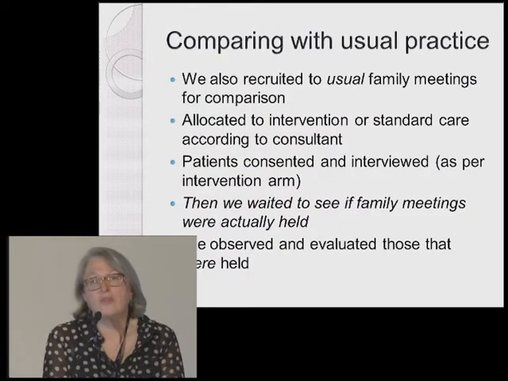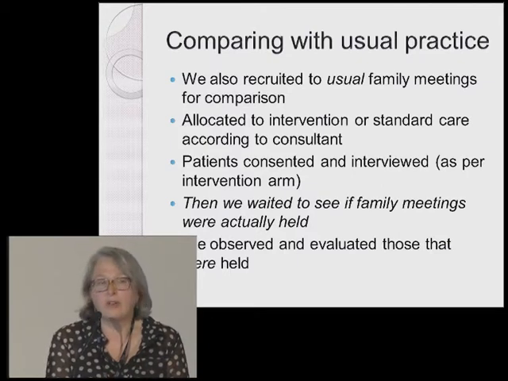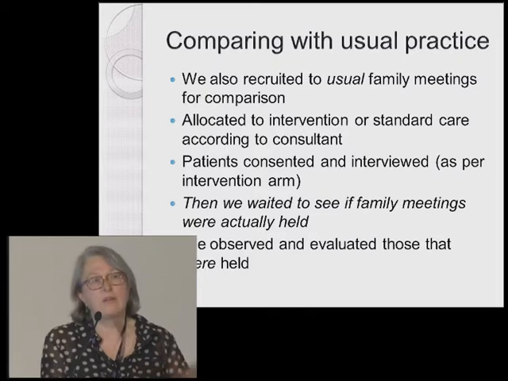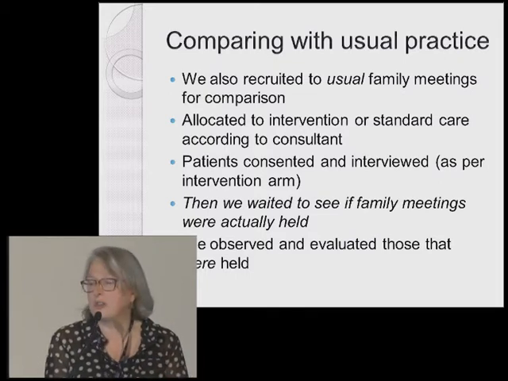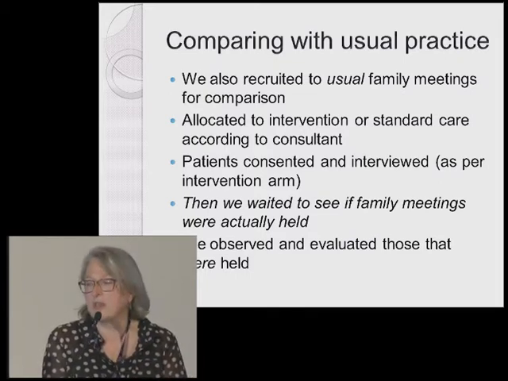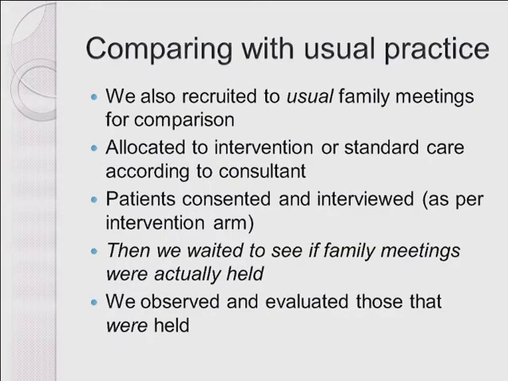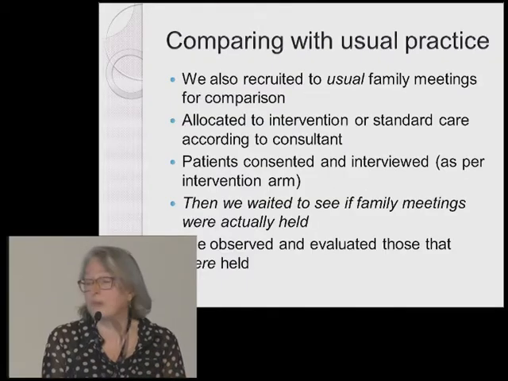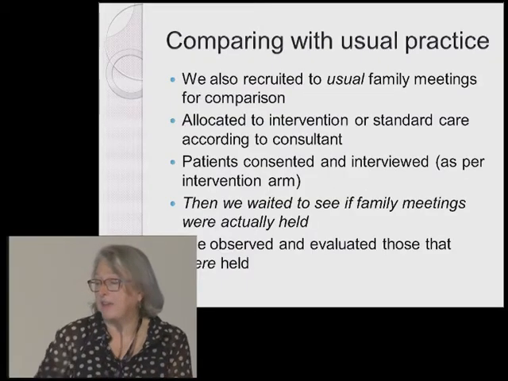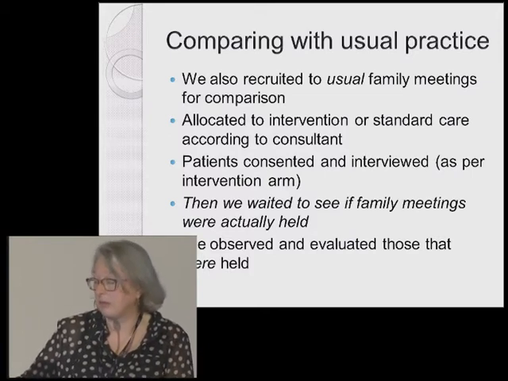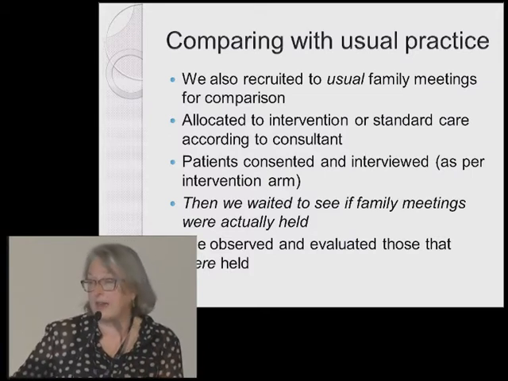We tried to compare with our usual practice. Now, we're not a huge service, so there's not that many staff there. What we did was allocate patients who were under me on the intervention side, and patients under the other two consultants were on the standard care arm. And we consented them, we did a baseline interview, and then we just watched and waited to see how many of them would actually get an interview, when that interview would happen, and the research social worker observed those meetings and evaluated them. So that was an interesting process. We did get a little bit of data about our usual practice.